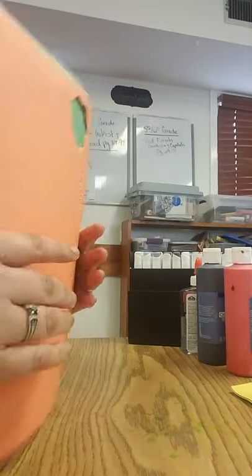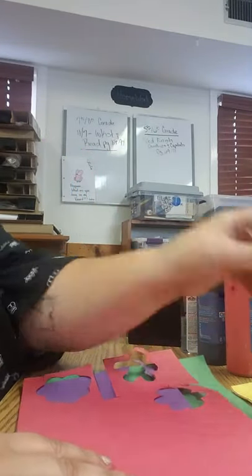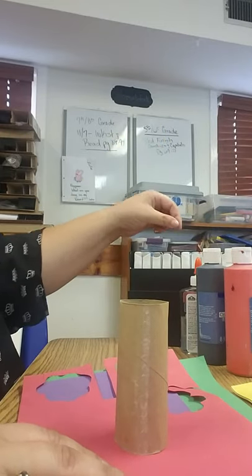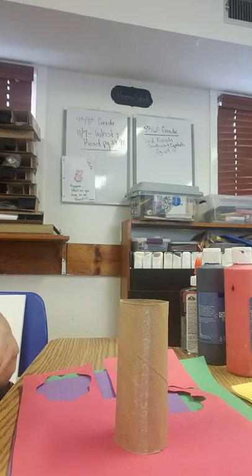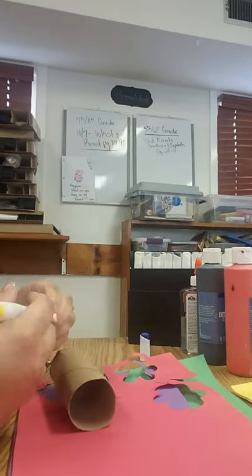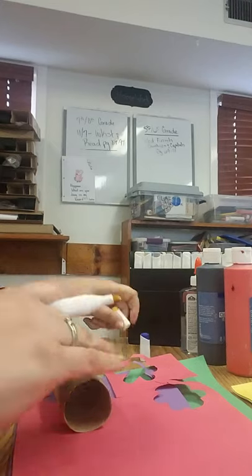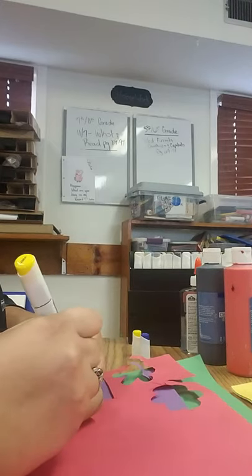All right, we are gonna make a wind sock. So you're gonna get a toilet paper roll and you're gonna decorate it however you want. I'm thinking I'm gonna do some stars on mine. You can use paint, you can use markers, you can cover it in construction paper, whatever you're comfortable with.